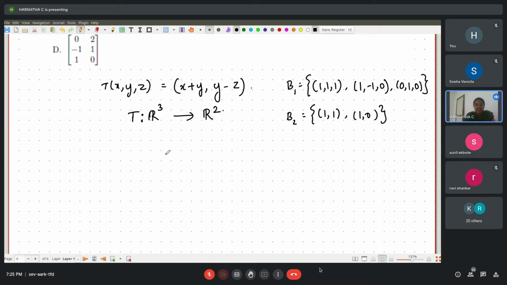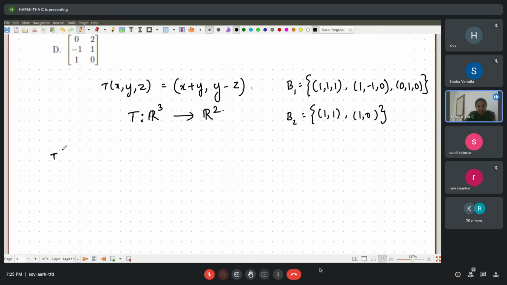Right. So one point I would like to add is, what you said was right. You find T of (1, 1, 1), but once you find it, how do you move to the matrix form is, whatever value you get, you have to write that as a linear combination of B2. Otherwise, there should be some reason why B2 is also given, right? It's with respect to both the bases. That's the only change. Otherwise, it was fine.